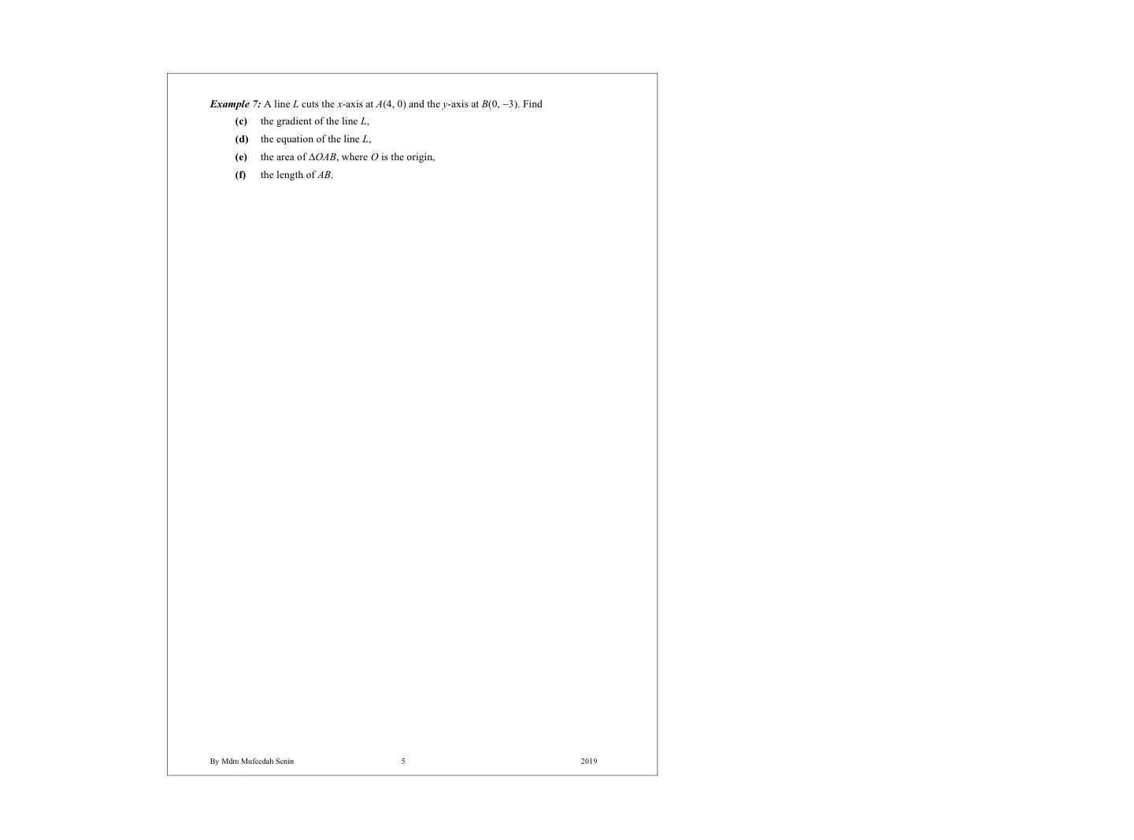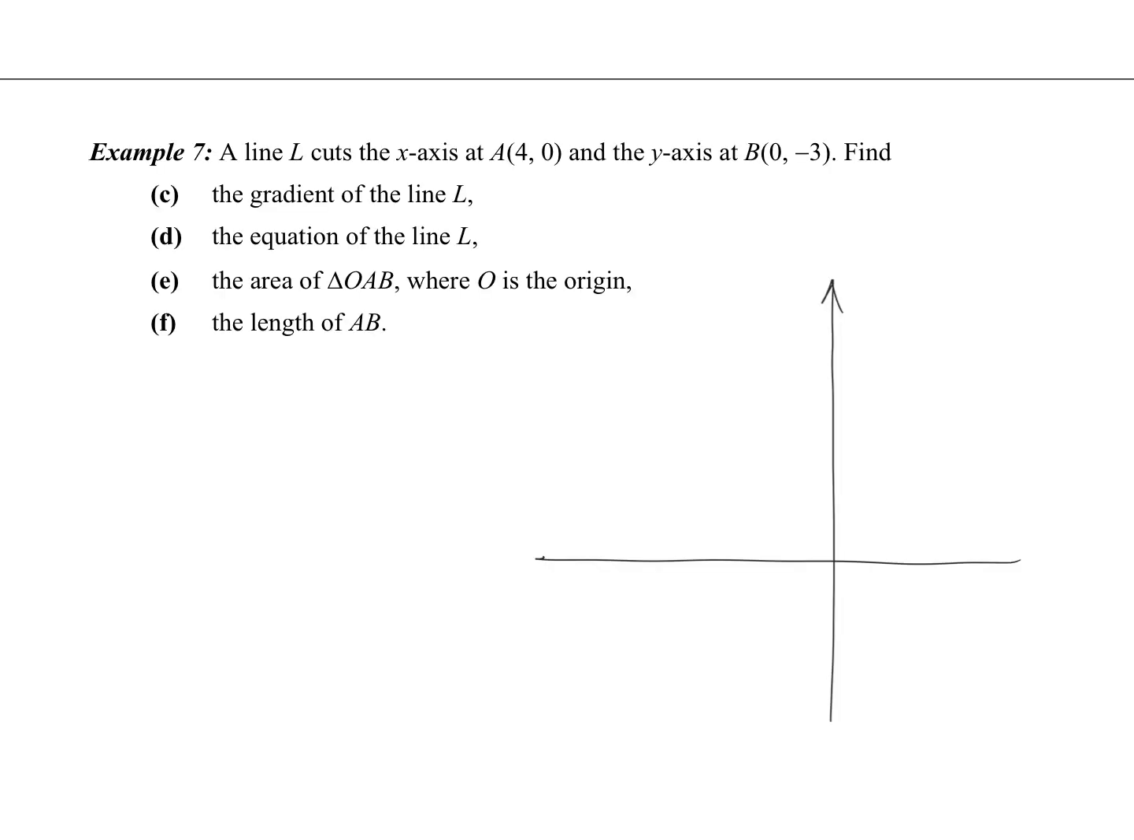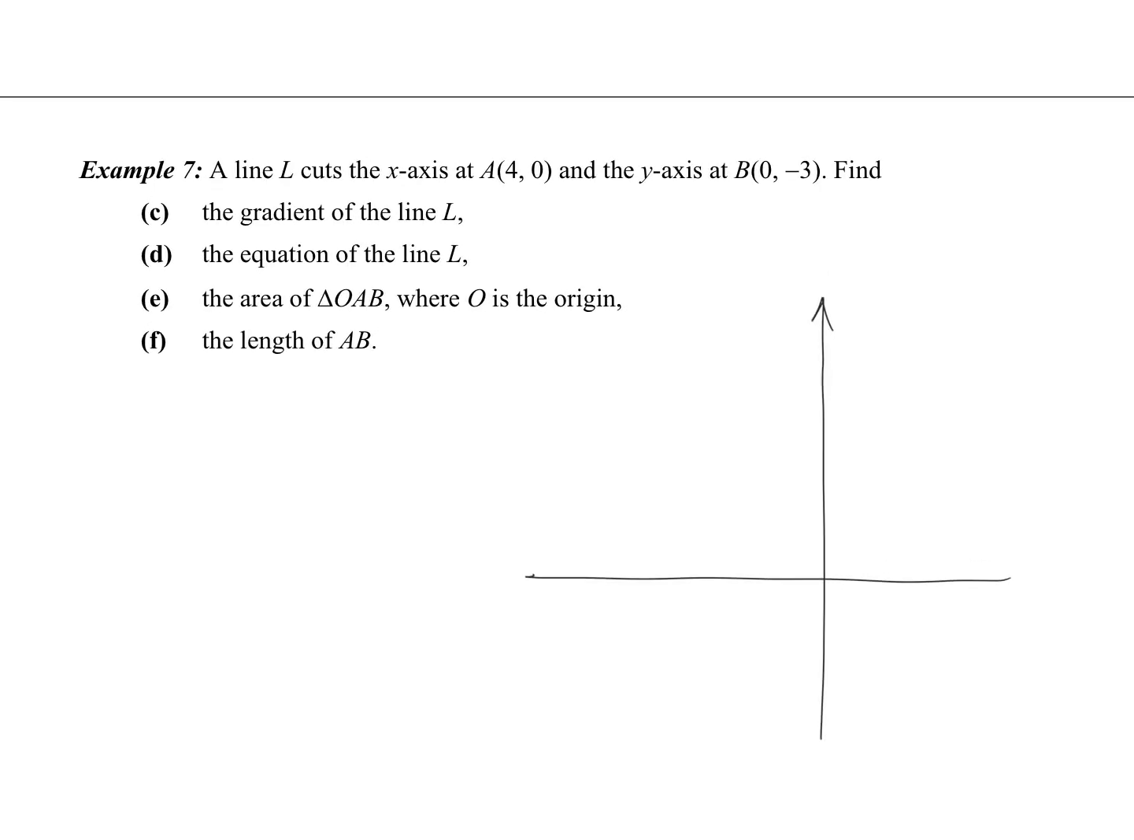I find out 4.2. 2 more. You can roughly draft that out. 0, 4 is here. So this is my A. And then 0, minus 3 is maybe here. This is my B. So they say my line L passes through these 2 points. So you draft it out if you want.